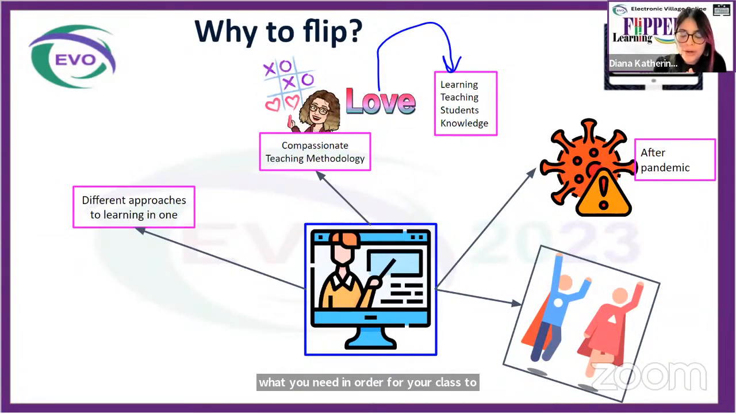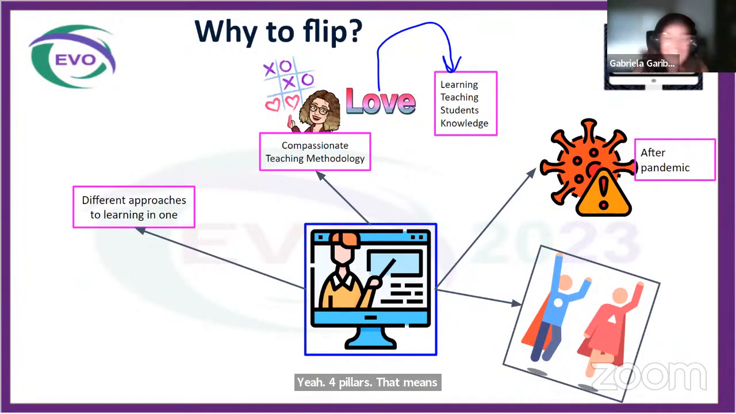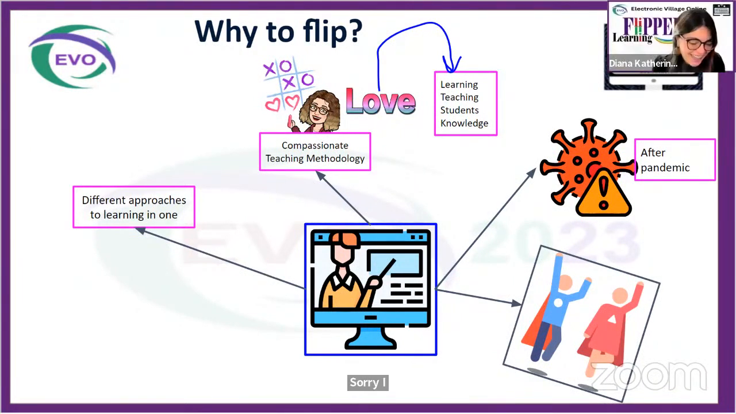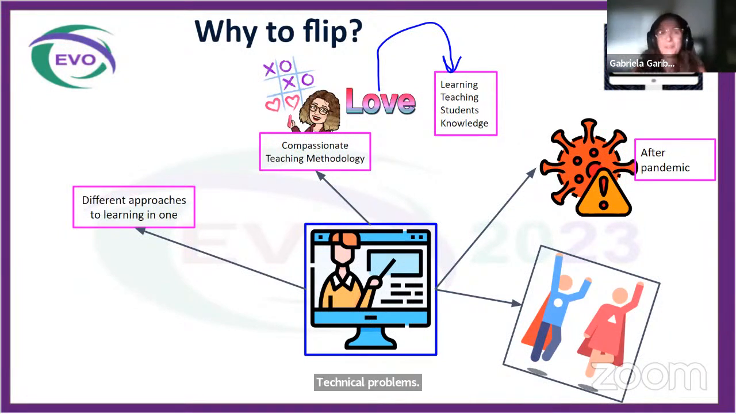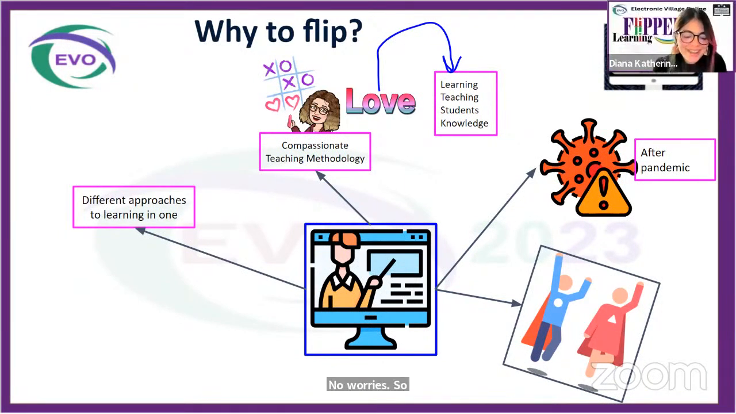accomplish those four pillars. So you have F4, Gabi. F4. You have four pillars, that means flip. Yeah, so sorry. You have F4. Technical problems. No worries.